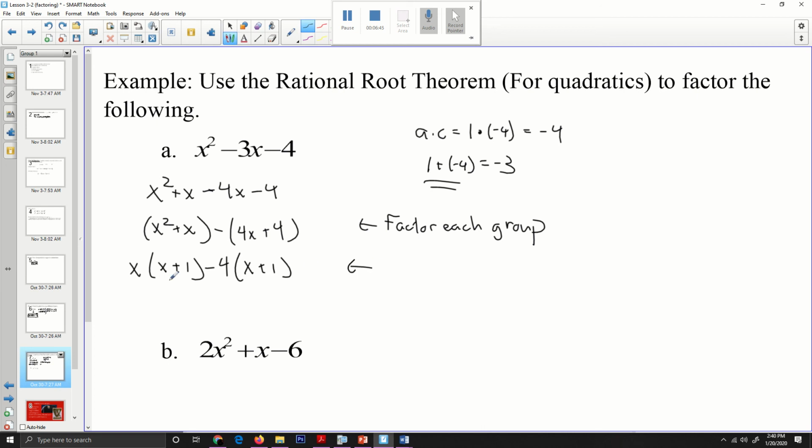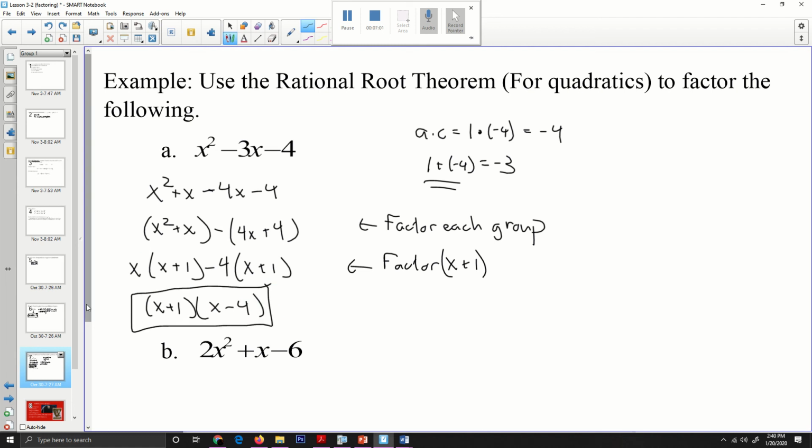And since the x plus 1s are the same, we're going to factor x plus 1 from each of those two terms. And that'll leave us with x plus 1 times x minus 4, and that is our factoring.